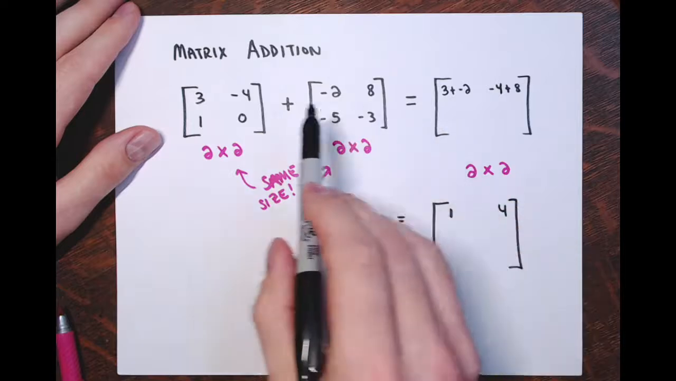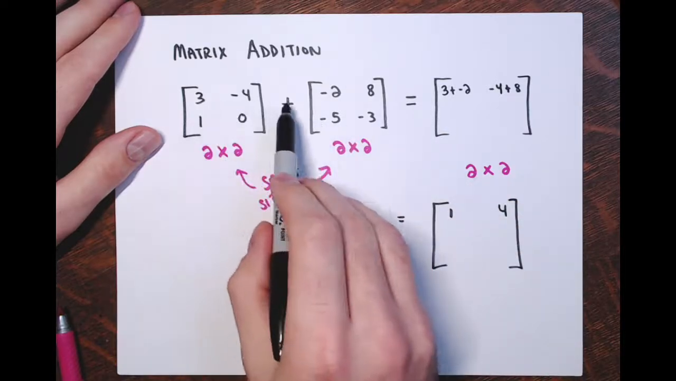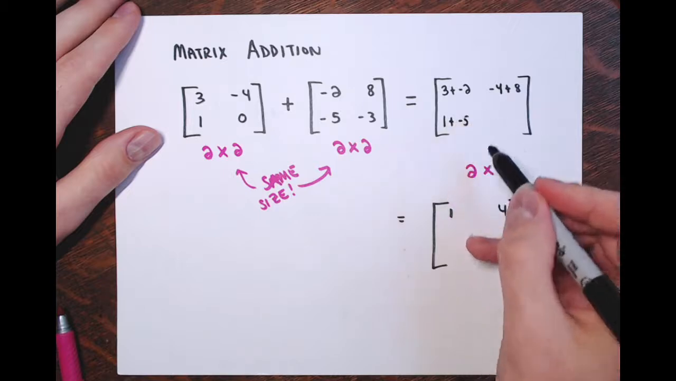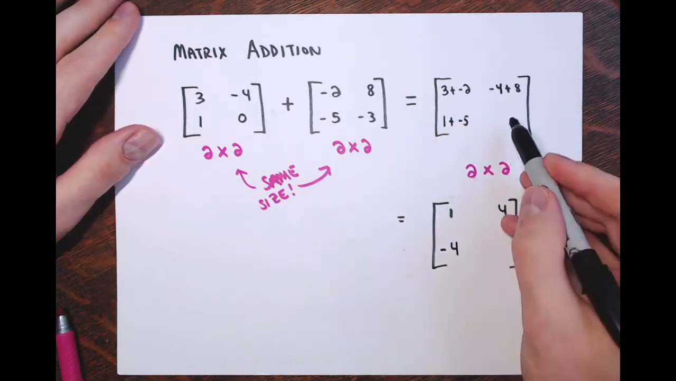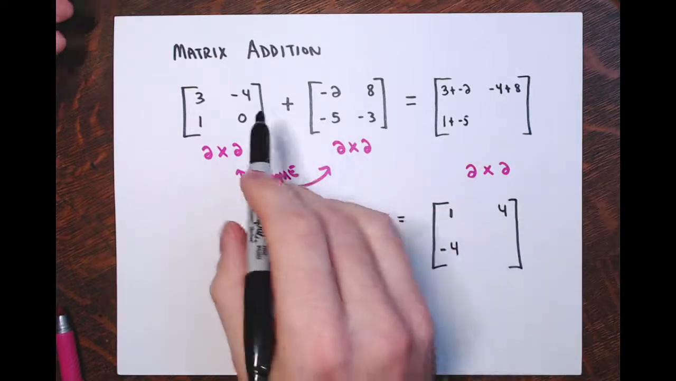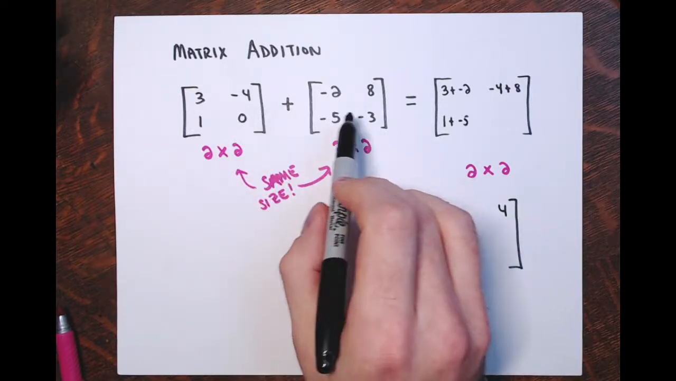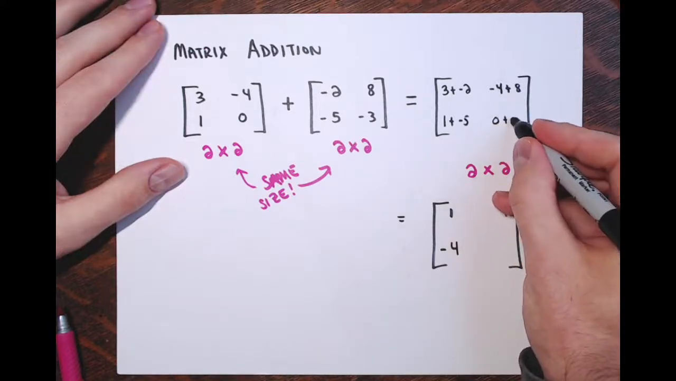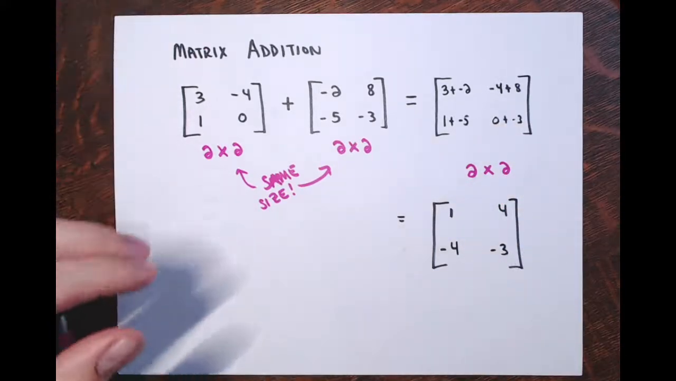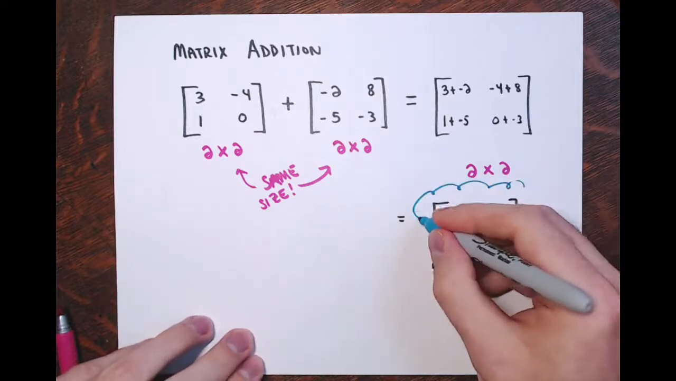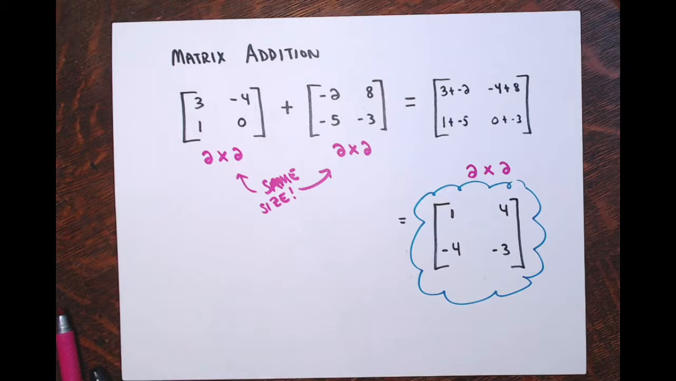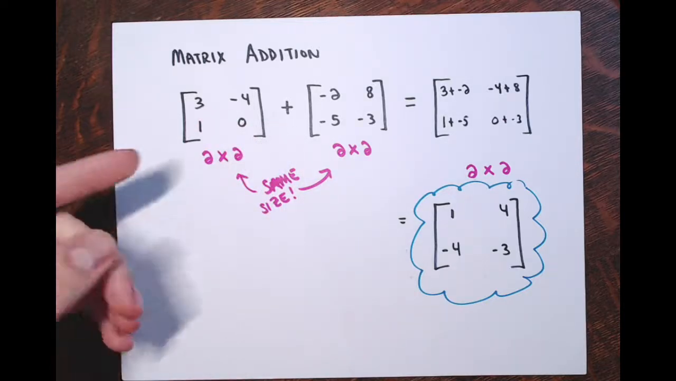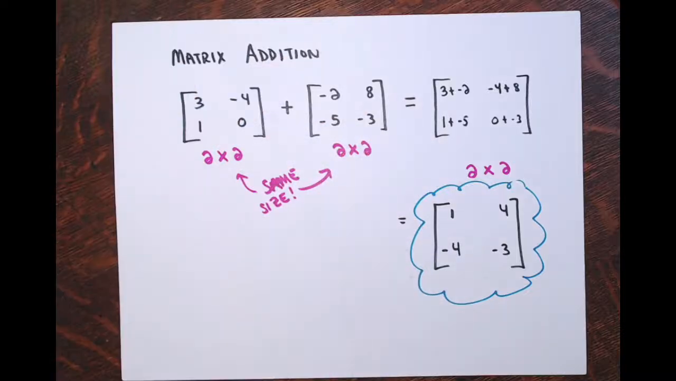The second row, first column is the sum of the second row, first column entries of these matrices: 1 plus negative 5, which is negative 4. And finally, the second row, second column is the sum of the second row, second column entries in these matrices: 0 plus negative 3, which is negative 3. And here would be the final result, the sum of those two matrices. Very easy, very simple, I believe. Hopefully you can get the hang of this real quick. The same thing would go for subtraction. The only difference is I'd subtract all these values instead of add them. But adding and subtracting, same thing.